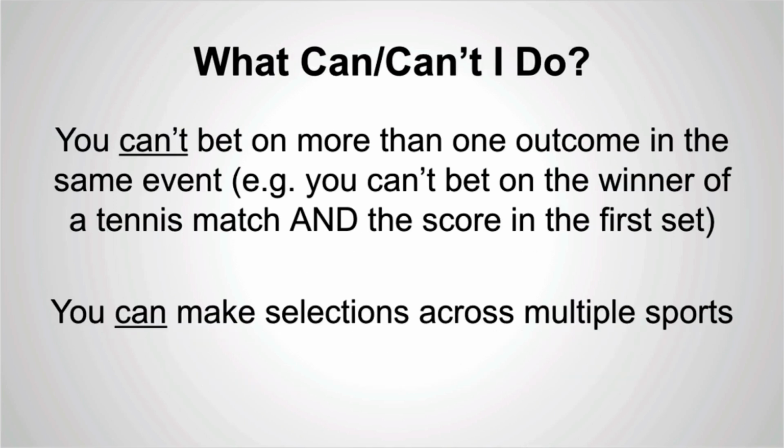With a Yankee bet, you can't bet on more than one outcome in the same event. E.g., you can't bet on the winner of a tennis match and the score in the first set. This is because 2 such selections are interlinked and one directly influences the other. Each selection in the Yankee must be on completely independent events. But you can make selections across multiple sports. So if you fancy combining bets in horse racing, golf, Formula 1 and rugby, you can do, although this is certainly not required.